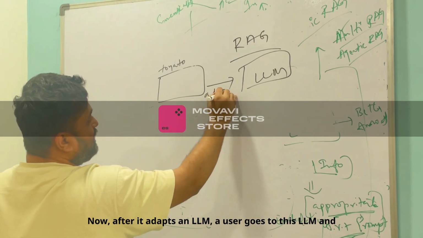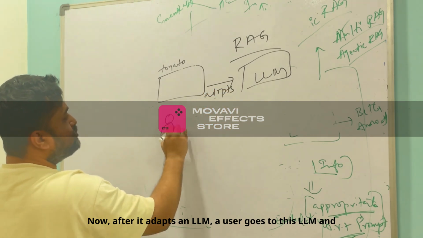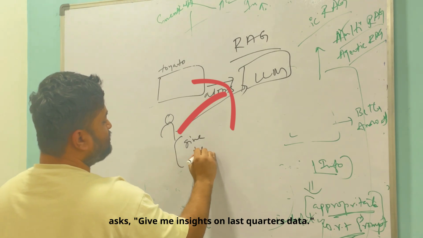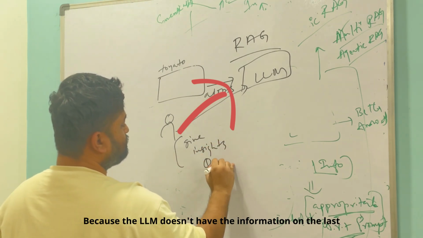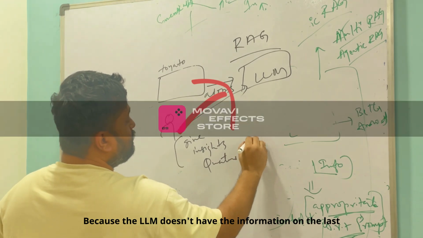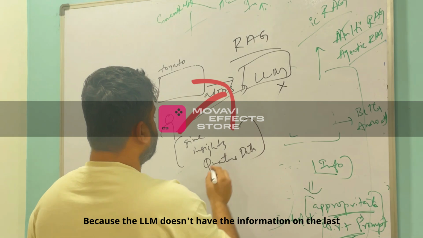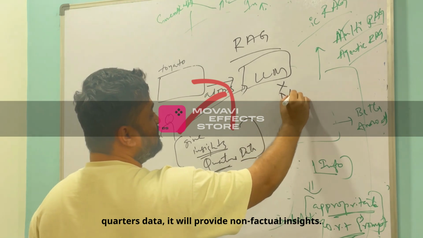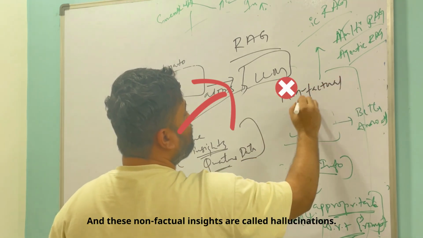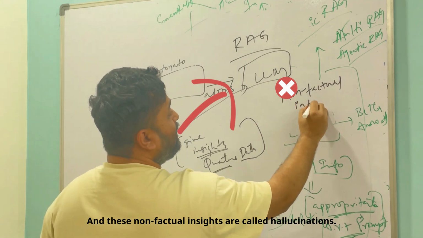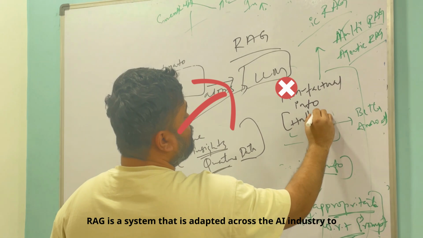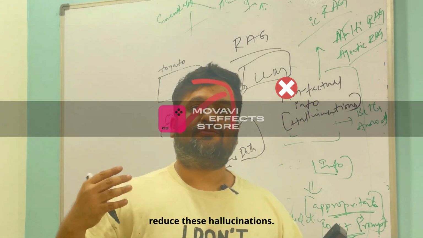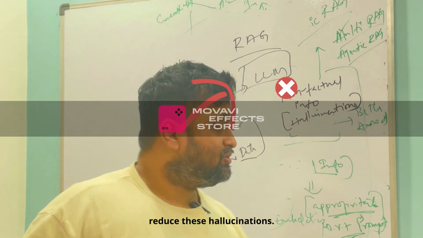Now, after it adapts an LLM, a user goes to this LLM and asks, okay, give me insights on last quarter's data. Because the LLM doesn't have the information on the last quarter's data, it will provide non-factual insights. And these non-factual insights are called hallucinations. RAG is a system that is adapted across the AI industry to reduce these hallucinations.